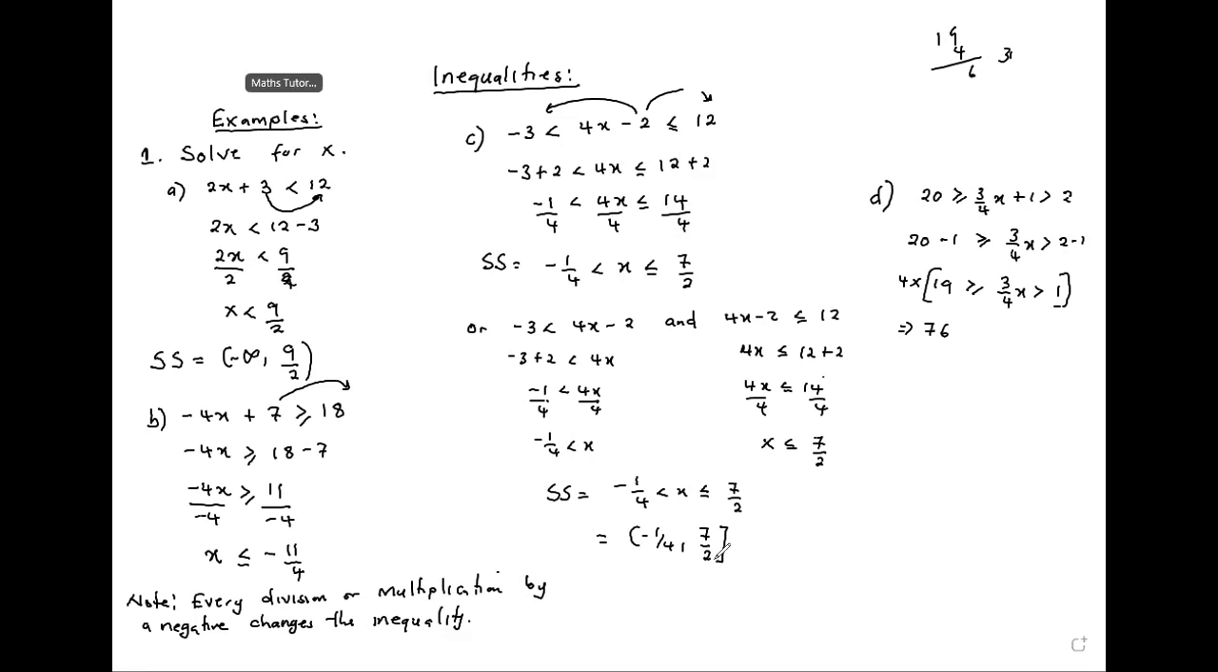It's the same thing. Okay, so here we have greater or equal to 3x greater than 4. And then divide by 3, divide by 3, divide by 3. So we'll get 76/3 greater or equal to x greater than 4/3. And you can leave it like that.